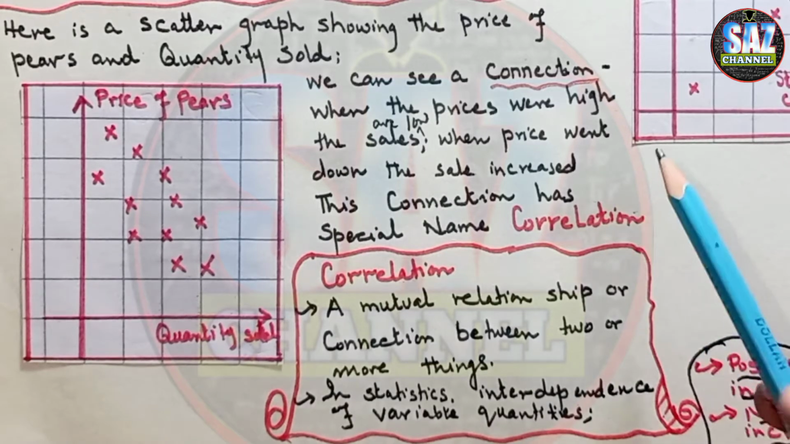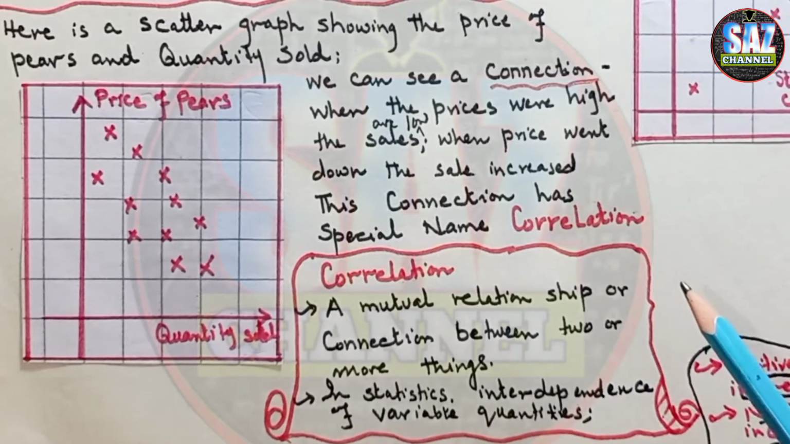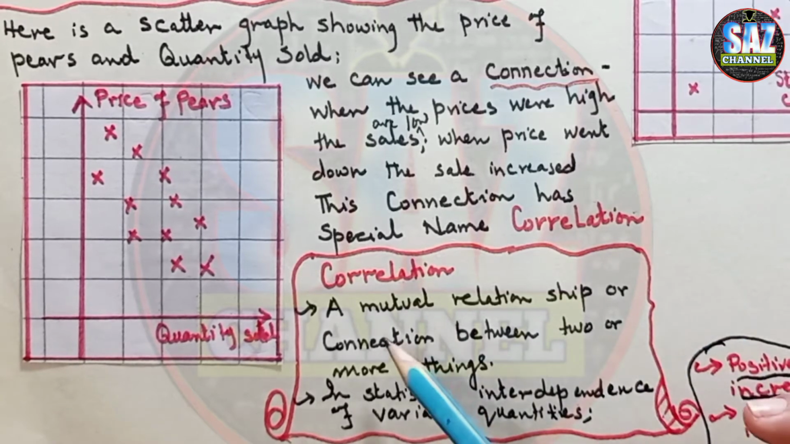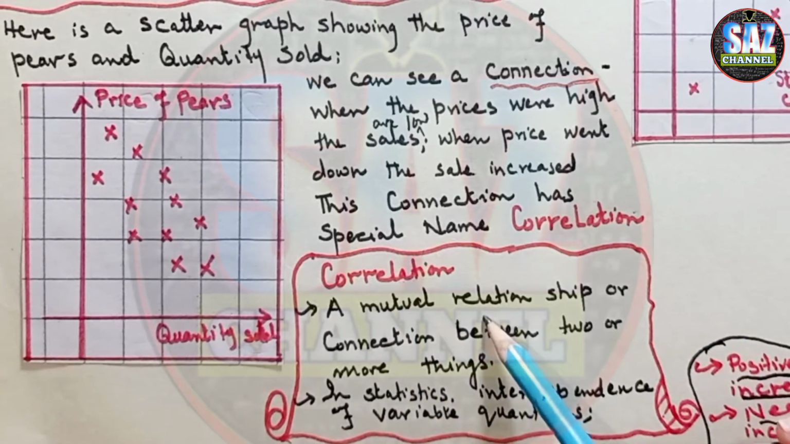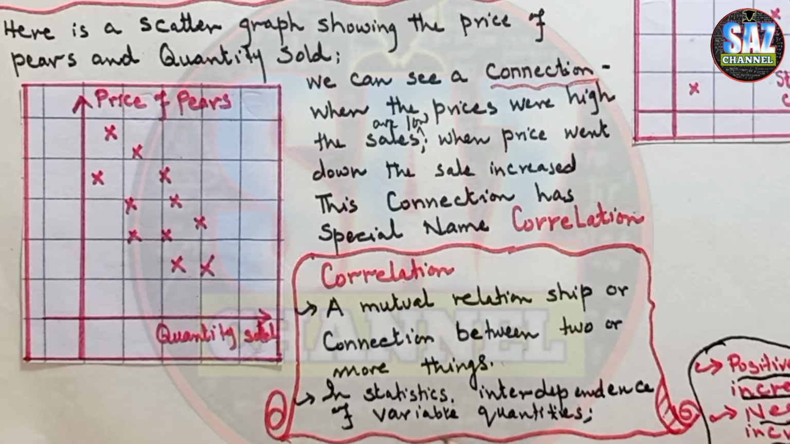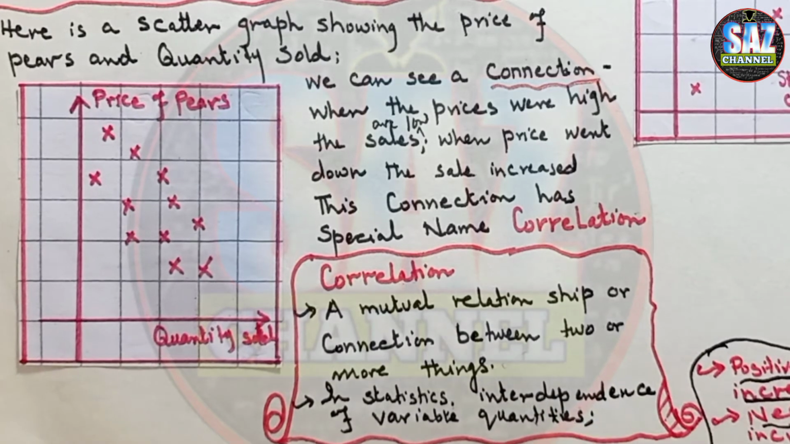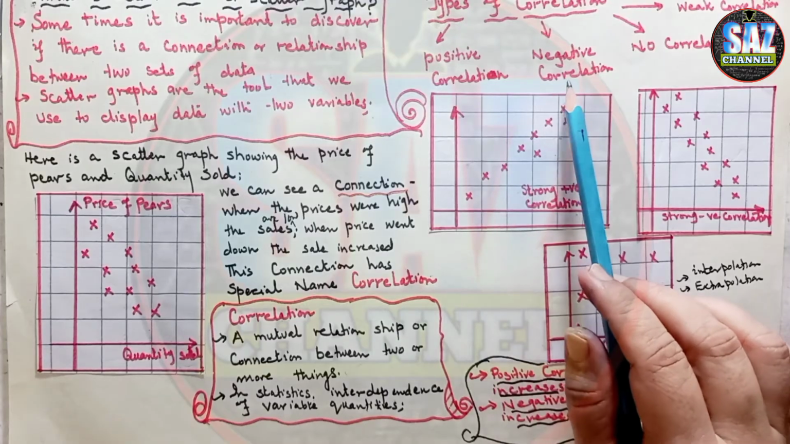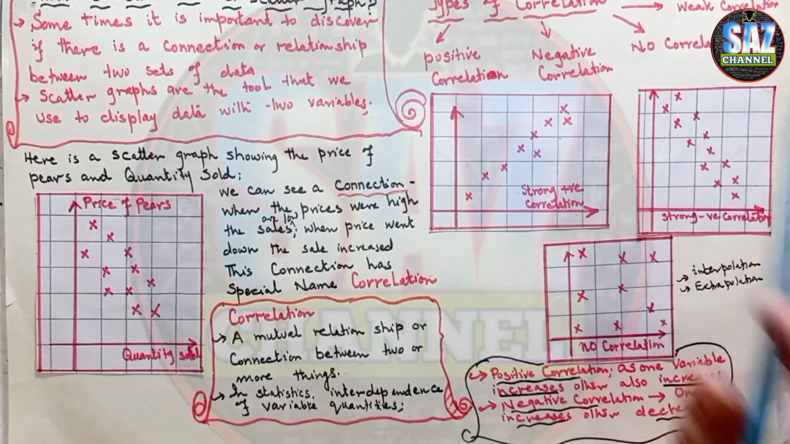This type of connection has a special name, which is called correlation. Correlation is the mutual relationship or connection between two or more things, and in statistics it's the interdependence of variable quantities. Coming to types of correlation, we can have positive correlation, negative correlation, weak or no correlation.